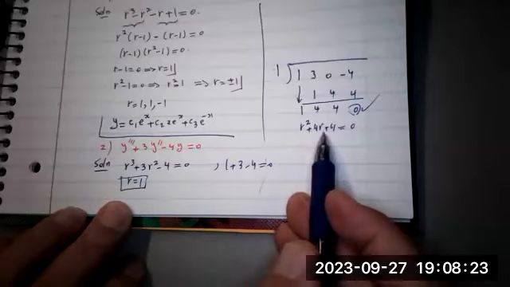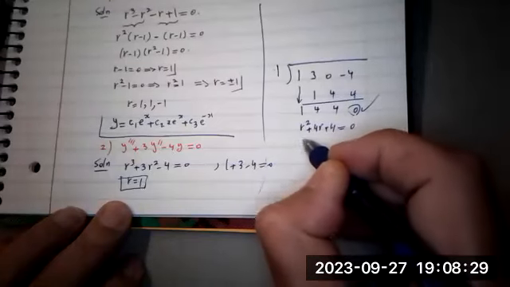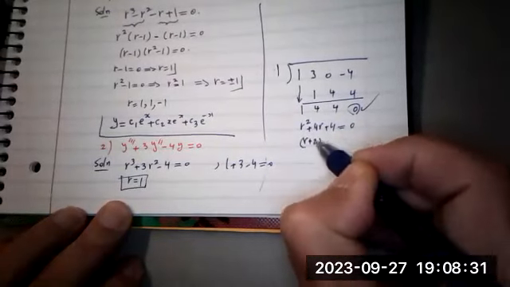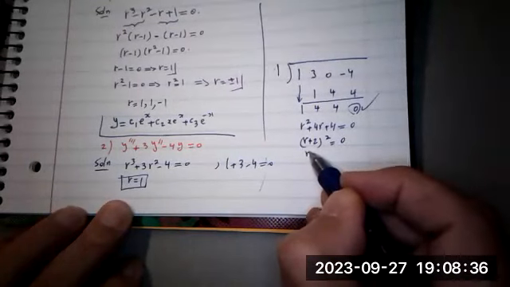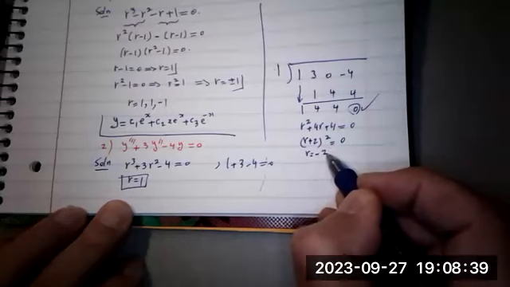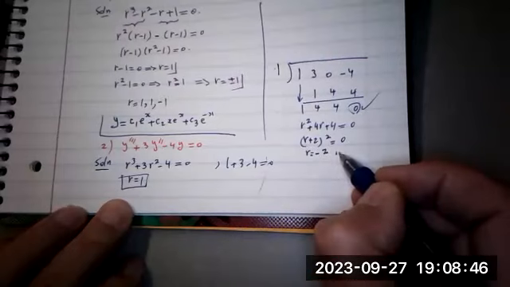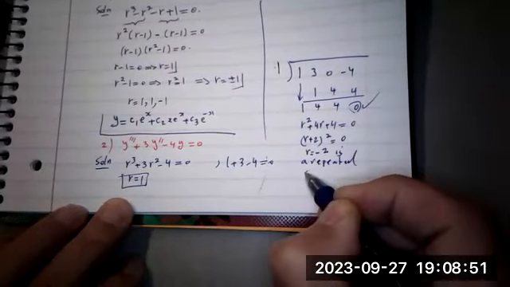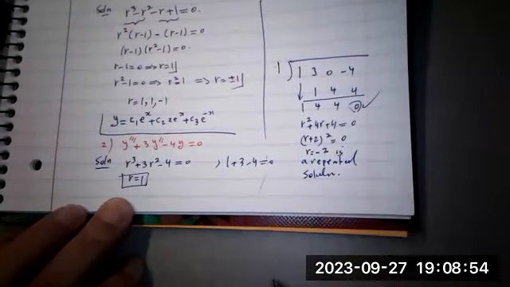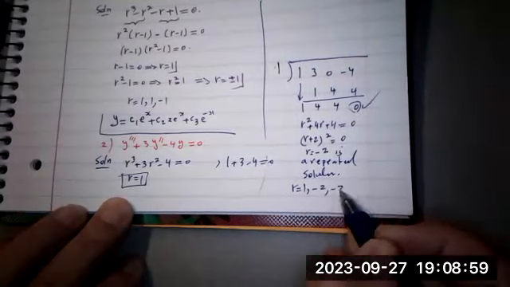Okay, so the leftover is this one. You solve this equation. You know that this can be solved easily. So you are going to get a repeated solution here. r equal to -2 is going to be repeated. So what you have is r equal to 1, -2 and -2.